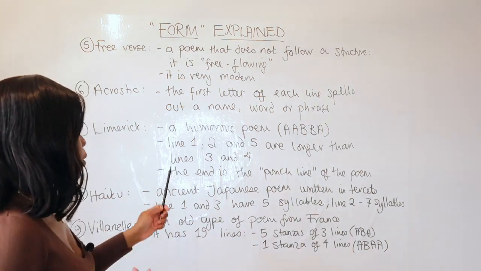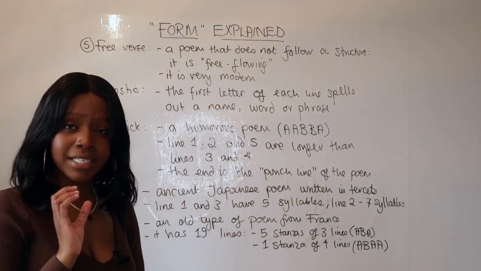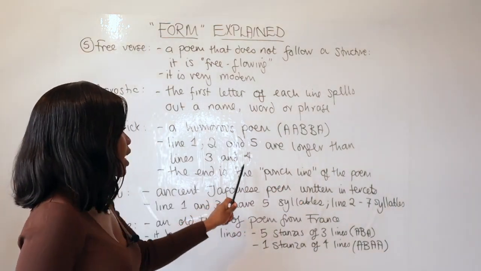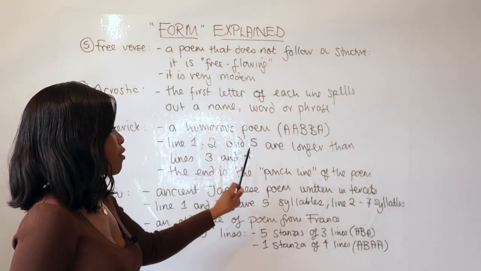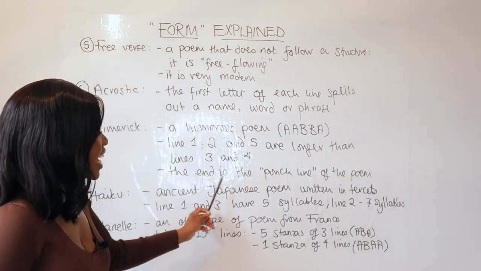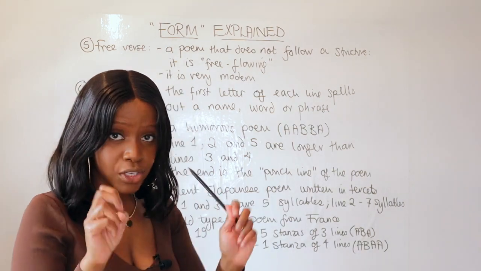It has a layout. Now, remember, within a limerick, lines 1, 2, and 5 within a stanza must be longer than lines 3 and 4. So lines 1, 2, and 5 are much, much longer than lines 3 and 4. And the end of the poem tends to be the funniest aspect of the poem. This is where we have the punchline.